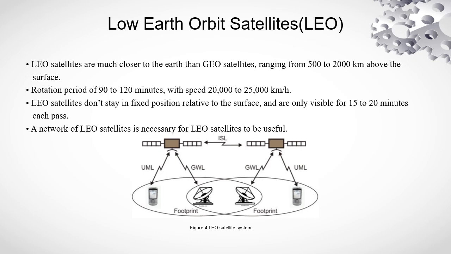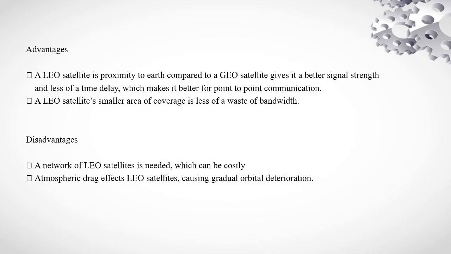Here, more satellites are required as the time span of each satellite is small. Now, some of its disadvantages. Advantages: a LEO satellite is closer to Earth compared to a GEO satellite, which gives it a better signal strength and less of a time delay, making it better for point-to-point communication.